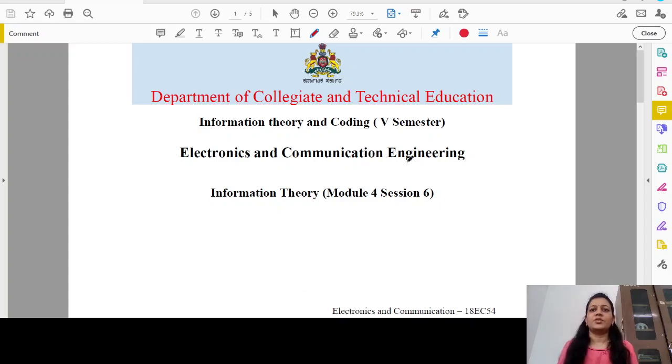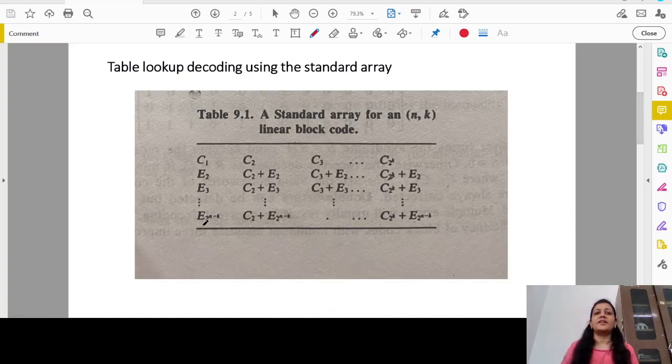Hello, welcome to the sixth session of Module 4 in Information Theory and Coding. In this section, we are going to study what a standard array is, how to form a standard array, and how decoding can be done with the help of a standard array. So let us see initially what exactly is a standard array.